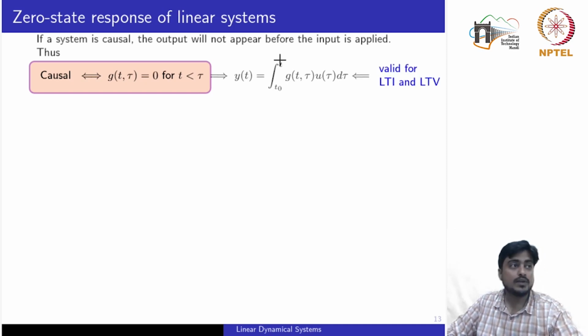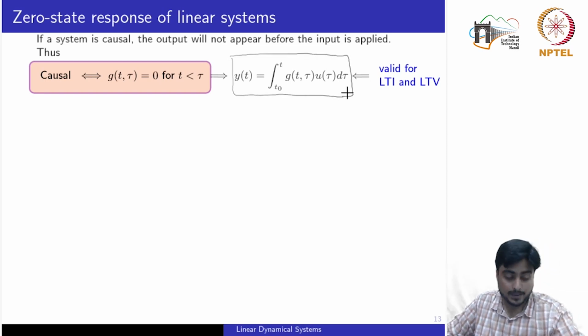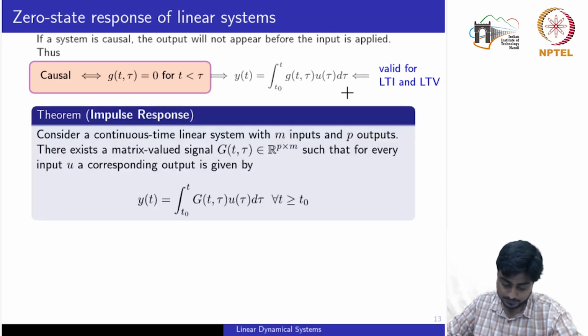Up to this point, we have not introduced the notion of time variant and time invariant. So the input output description of the system given by this equation is in fact valid for both types of systems. We will further distinguish how to do the analysis for the time invariant case and for the time varying case. So we have this first result of the impulse response: consider a continuous time linear system with m number of inputs and p number of outputs. There exists a matrix valued signal capital G t comma tau, which is a matrix of dimension p cross m.